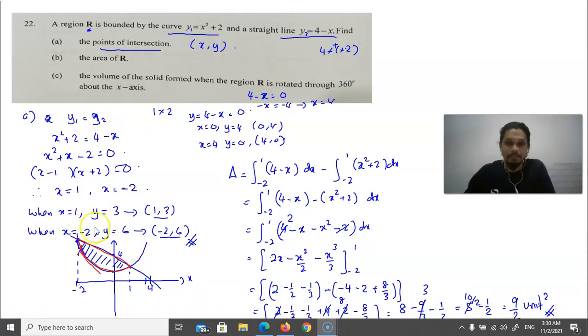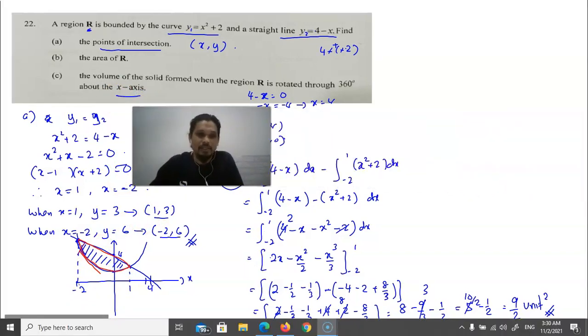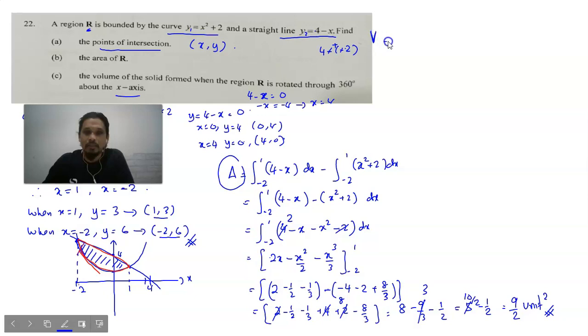Okay, now the same area that we are going to rotate 360 degrees about the x-axis. So the volume that we are going to find out here, we recall the formula of volume equals pi integral of y squared dx. This is the formula to find the volume using integration.